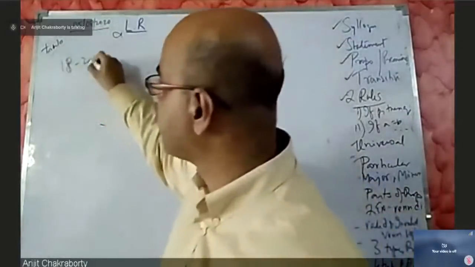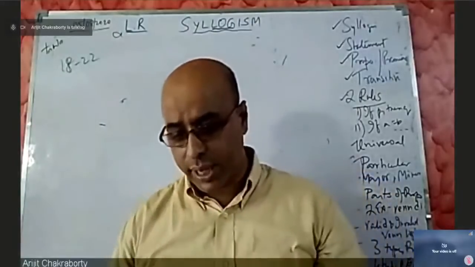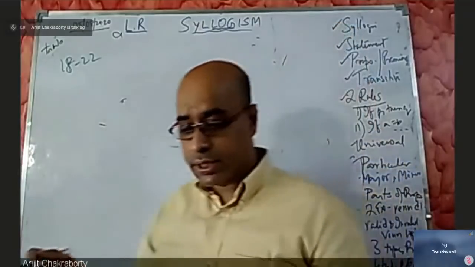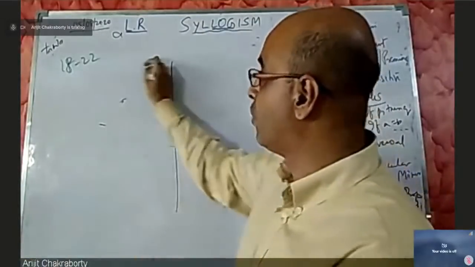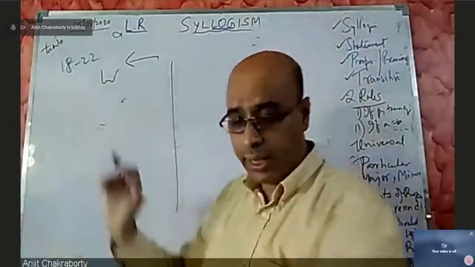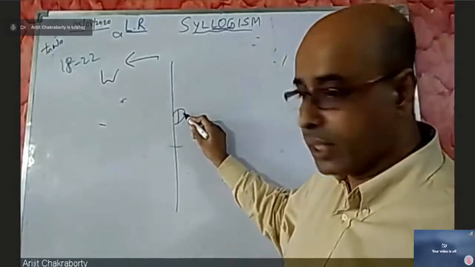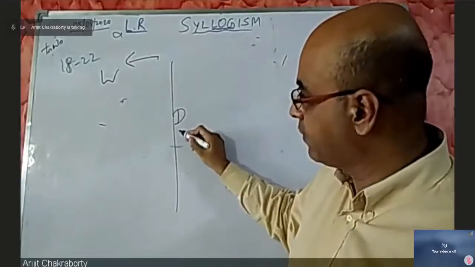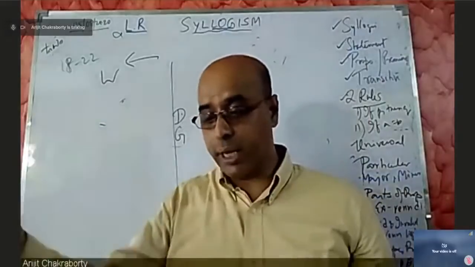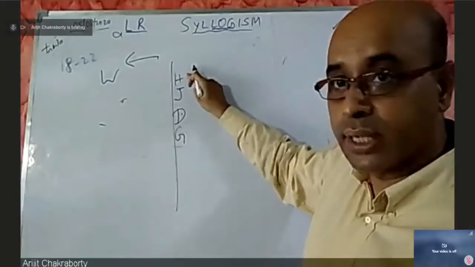18 to 22, exercise 11A. Now condition number 3 says that G is sitting left of D. They are sitting in a row facing west. 10 guys I think are sitting in a row facing west, western side. Now G is sitting left of D. So if D is here, G is sitting left of D. And H is sitting to the right of J.